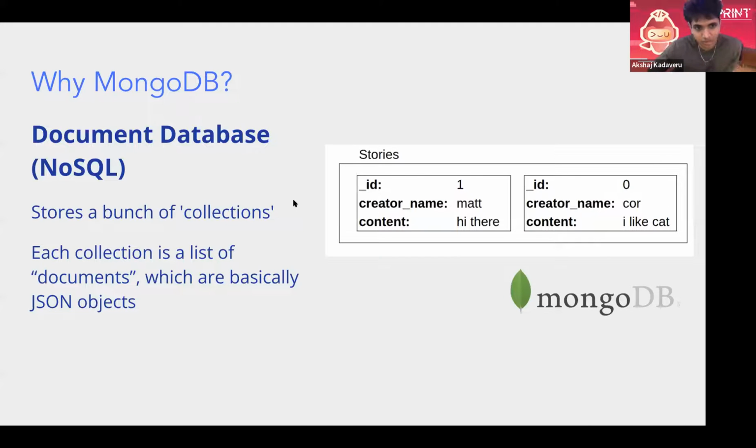And why MongoDB? It just is a type of database that stores a bunch of collections, and each collection is a list of documents, as we talked about, which are JavaScript objects. There's a whole other category of databases called SQL, which you might have heard of, but we will be using MongoDB, which is not SQL.